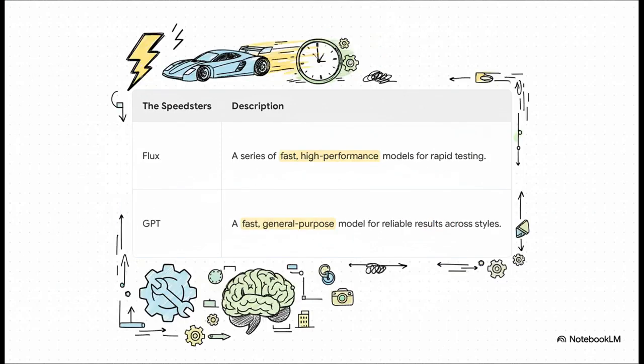And then, sometimes you just need to be fast. You need to get ideas out quickly. That's where the speedsters come in. The Flux models are all about high performance and quick drafts. And you have the GPT models, which are just reliable all-around workhorses that can handle a huge range of styles. The point is, you get to choose the right engine for the job.